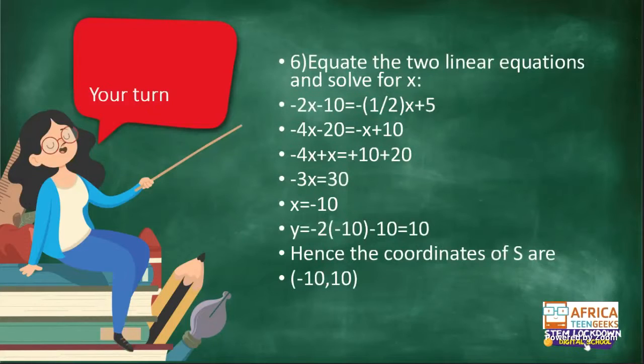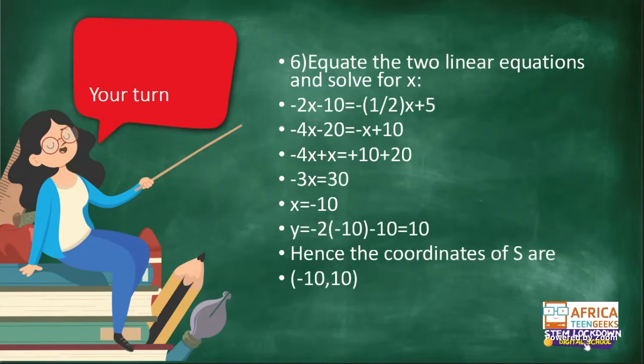So what you do here, remember, you already have the two tangent lines, and this is question 6. So what you just have to do here is equate the y of the two tangent lines. So you're going to have -2x minus 10 equal to -half x plus 5.